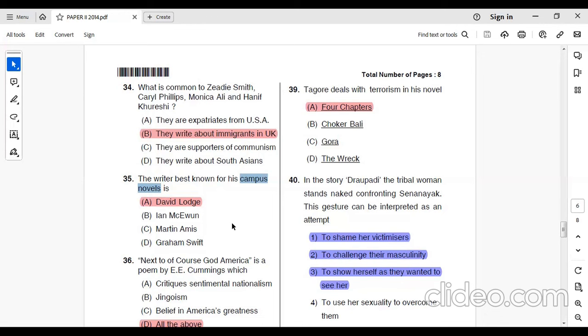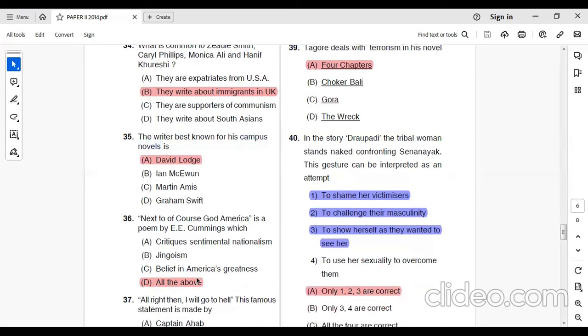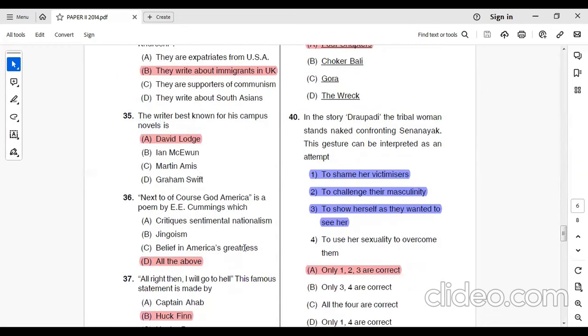So David Lodge, who is best known as a campus novelist, his famous work here, Changing Places, has been considered the first campus novel by a British novelist. Which novel? Changing Places. Changing Places is also subtitled A Tale of Two Campuses. It recalls Charles Dickens' novel, A Tale of Two Cities, and the novel Changing Places was published in 1975. Question number 36. Next to, of course, God, America is a poem by E.E.